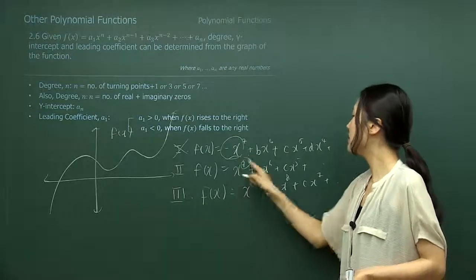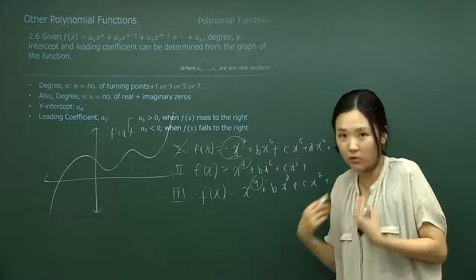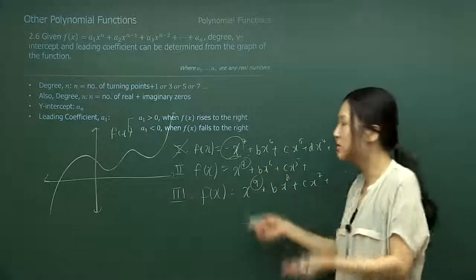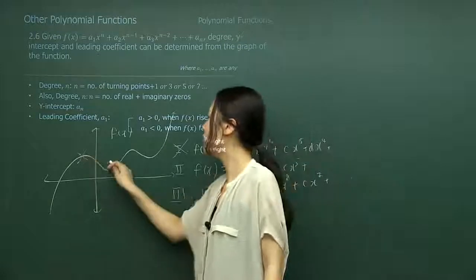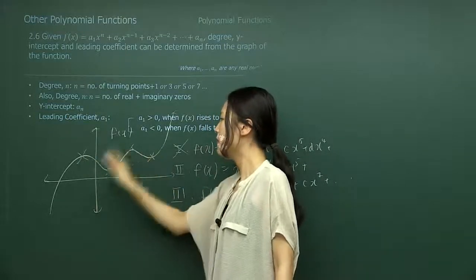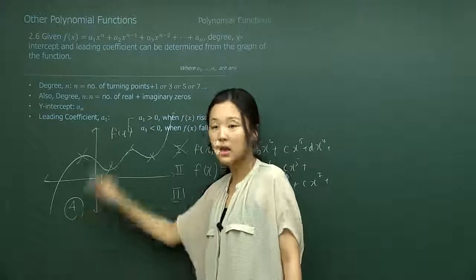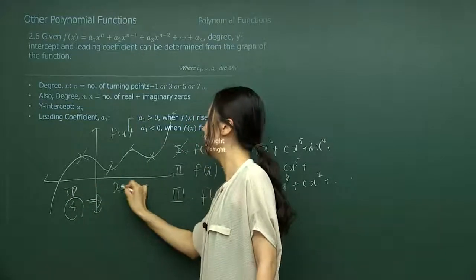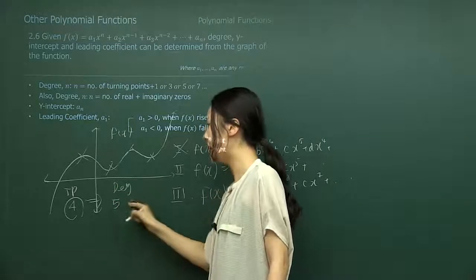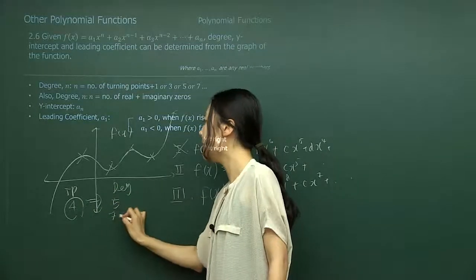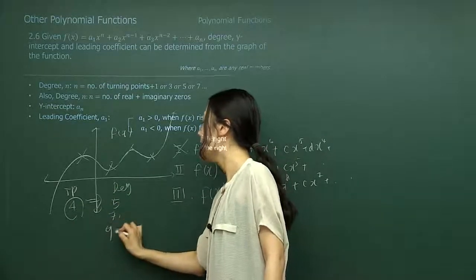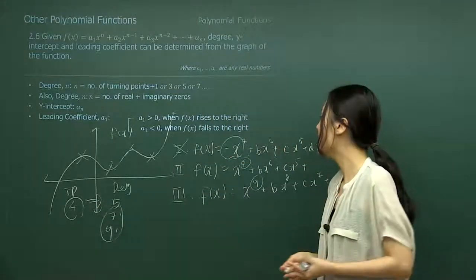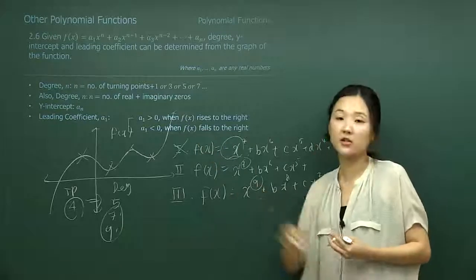We know that the degrees are 7 and 9, so if we can count the turning points, we know whether 7 and 9 are okay as the degree of the function. So let's count the turning points. 1, 2, 3, 4. There are 4 turning points, right? Hence, the degree could equal 4 plus 1, 5, plus 3, 7, plus 5, 9. Oh, there you go. 7 and 9 are okay as the degree of this function graph.